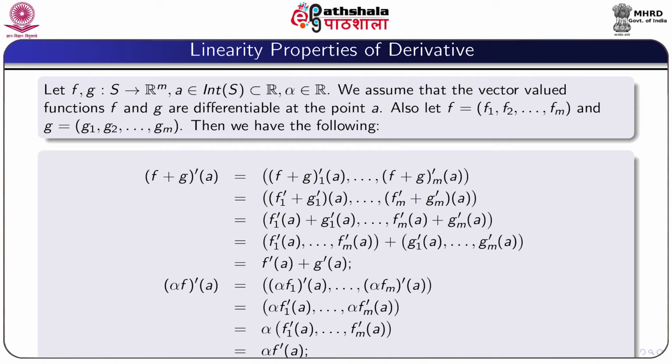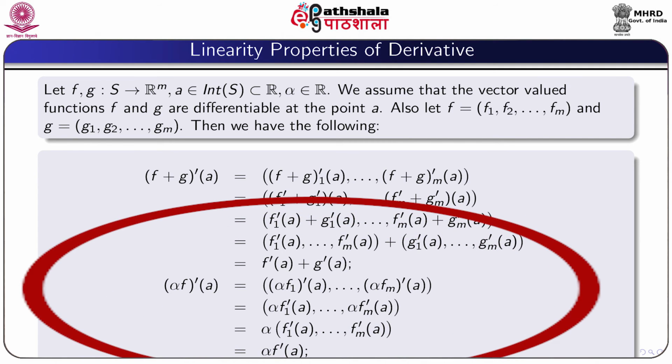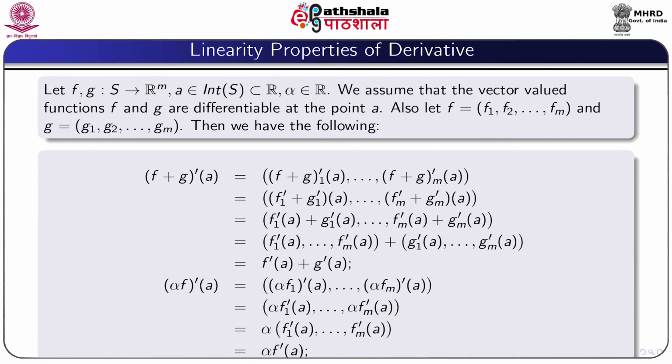Now, we consider the function alpha f. We are trying to find out the derivative of the function alpha f at the point A. So, its derivative would be the m tuple whose first one would be the derivative of the first component of alpha f, that is alpha f 1 dash at the point A. So, what you finally get is that the derivative of alpha f at the point A is alpha times f dash a.